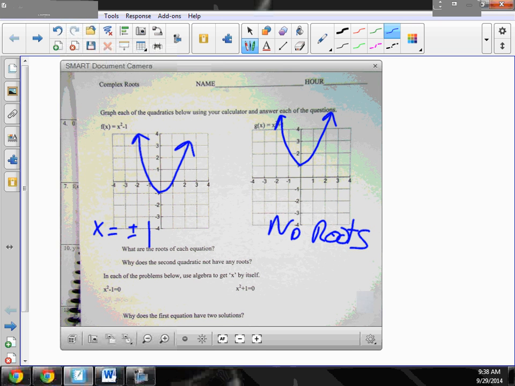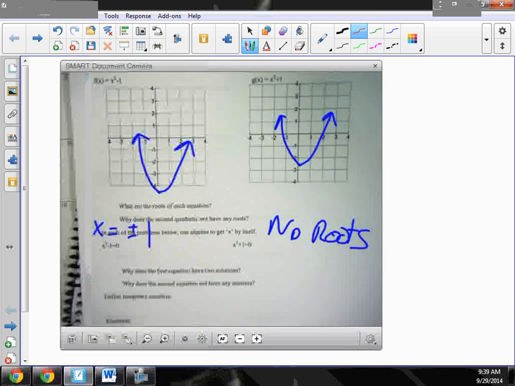Well, that's not entirely true. Anytime you have an x squared, you are guaranteed that there are two roots. But sometimes those roots occur in the same place. For instance, if it bounced off the x-axis, you could have x equals 3 and x equals 3. Or if it misses the x-axis, we have what are called complex or imaginary roots. So the second one doesn't have any because it misses the x-axis, supposedly. But that's kind of a lie. It's not actually the case.